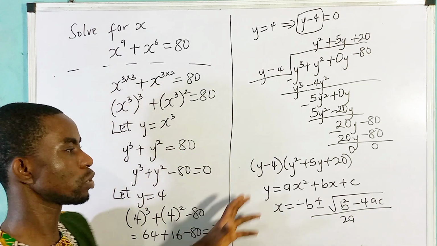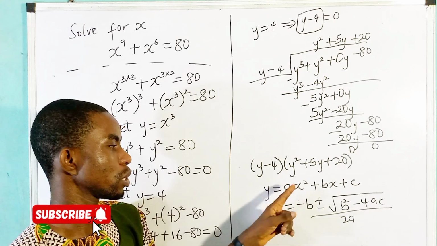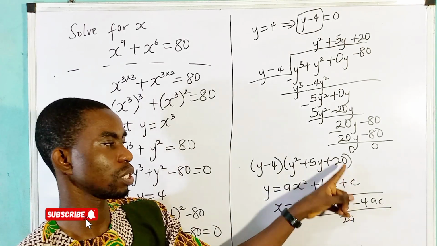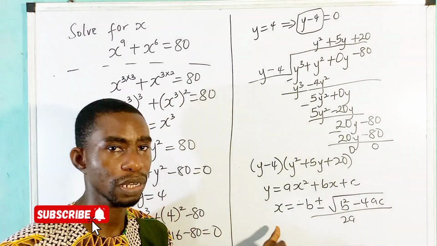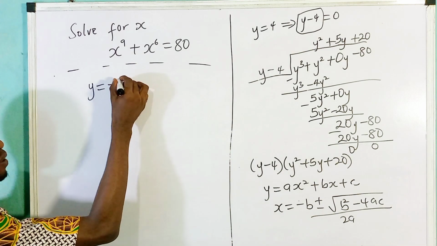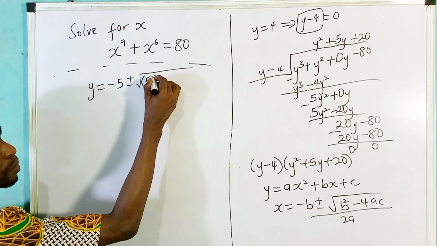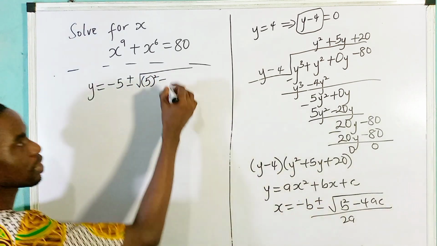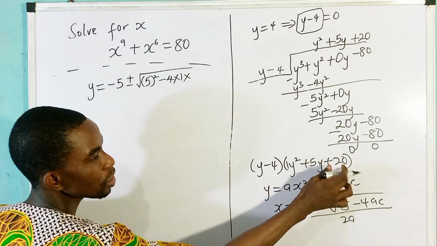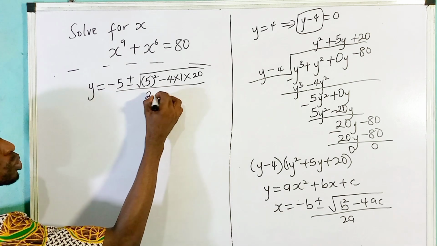All right, so now instead of x's we have y's, so it might be a bit different, but the value of a here is 1, the coefficient b is 5, and c is 20. So that's what we'll be using to get the values of y. So now we have y equals minus b, which is minus 5, plus or minus the square root of b squared, which is 5 squared, minus 4 times a times c. a is the coefficient of y, which is 1. 4 times 1 times c, 20, divided by 2 times a, which is 2 times 1.